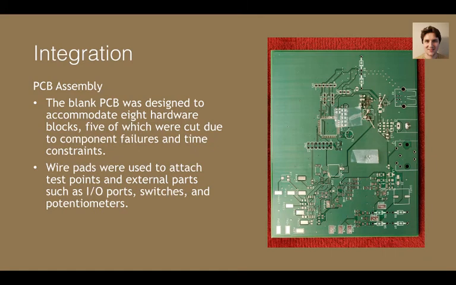With the PCB assembly, the blank PCB was designed to accommodate 8 different hardware blocks, 5 of which ended up being cut due to component failures and time constraints. This includes our power sources that were on board, which shorted out and were destroyed, and some features that got cut, like XLR ins and outs and USB compatibility. Wire pads were used to attach test points and external pads, such as I/O ports, switches, and potentiometers.